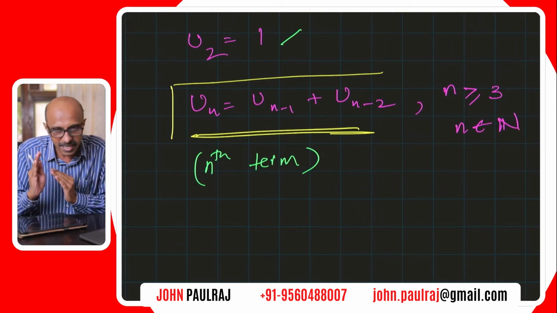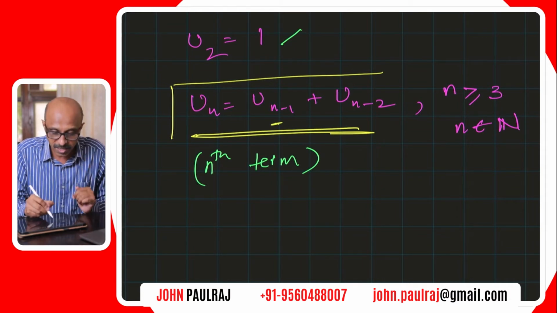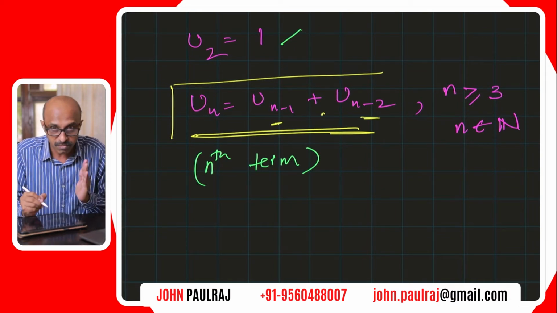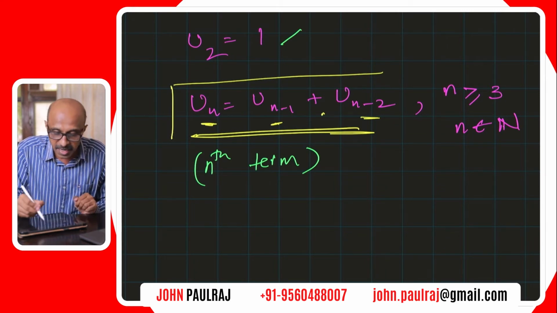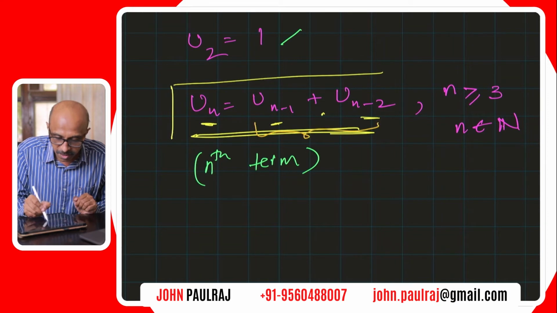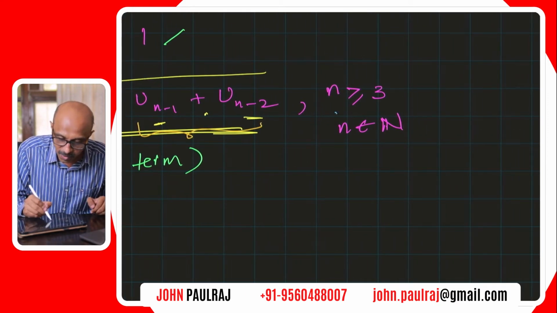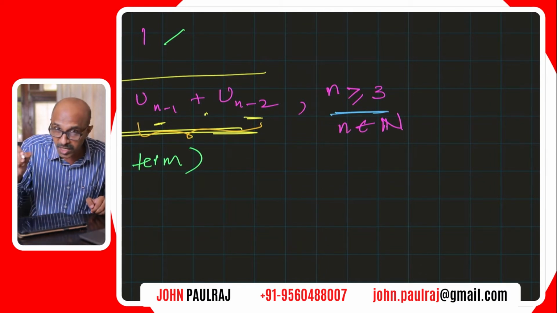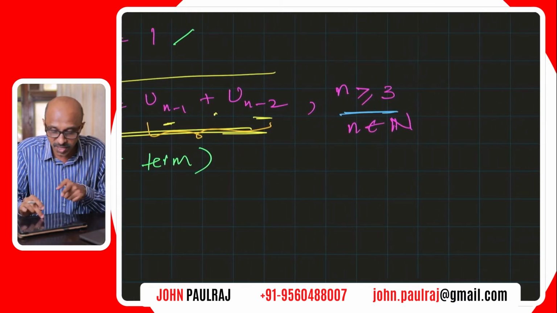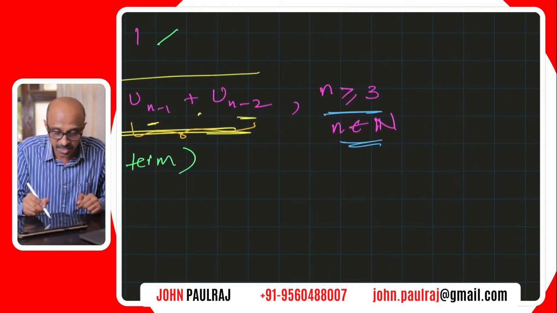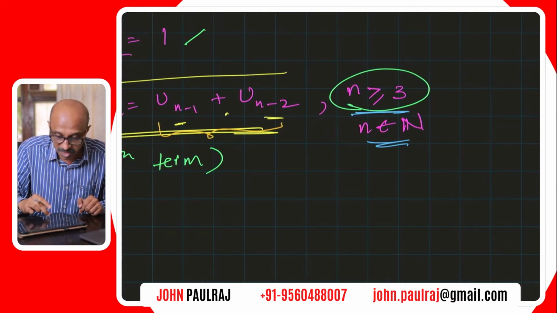It says u_n, any nth term, is equal to u_(n-1), one term before that, plus u_(n-2), two terms before that. That means any general term is defined in terms of the previous two terms. But look at this part of the formula: it is only applicable when n is greater than or equal to 3. That means from the third term onwards you can use this formula, not before that. Okay, so they are all natural numbers, like in the other cases.